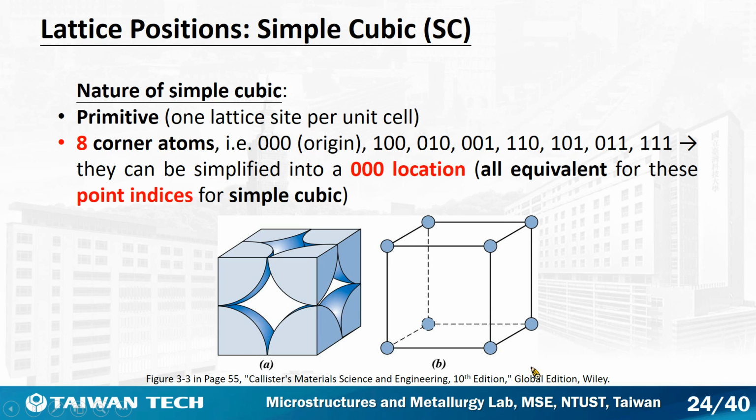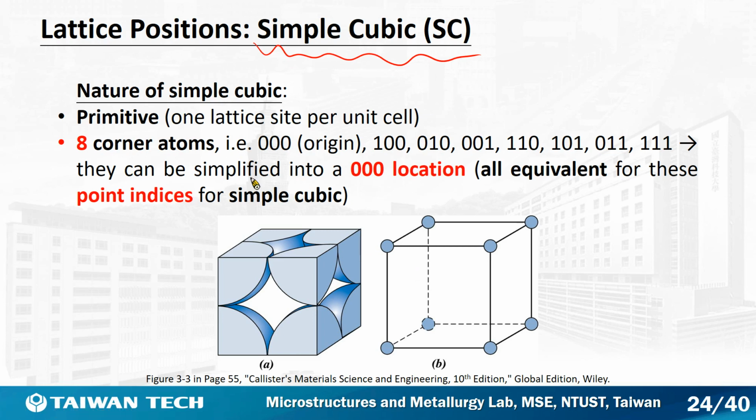And then right now we know how to make indexings, for example, for point positions in the unit cells. And then let's try to see that for different crystal structures. Let's start from simple cubic.